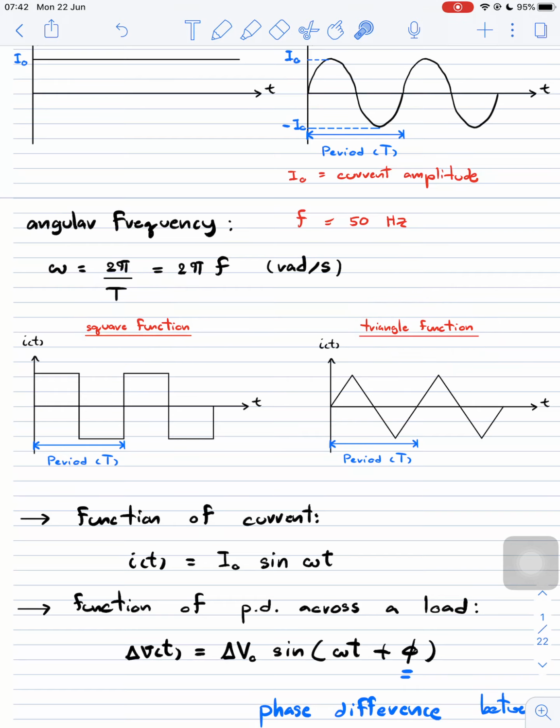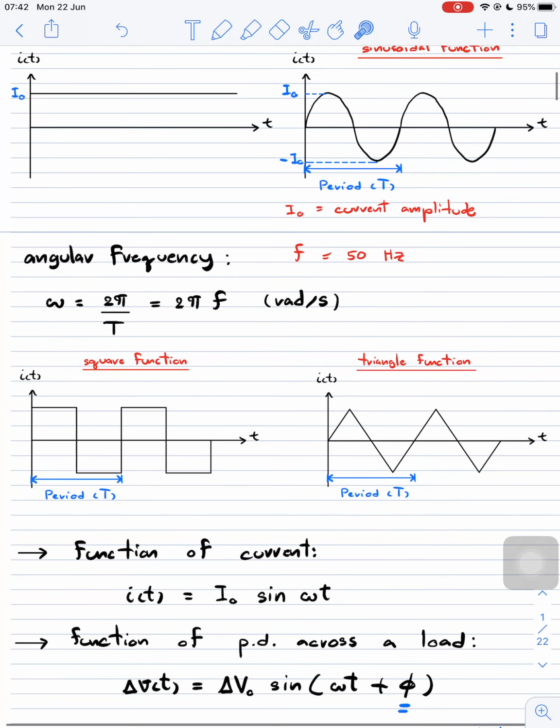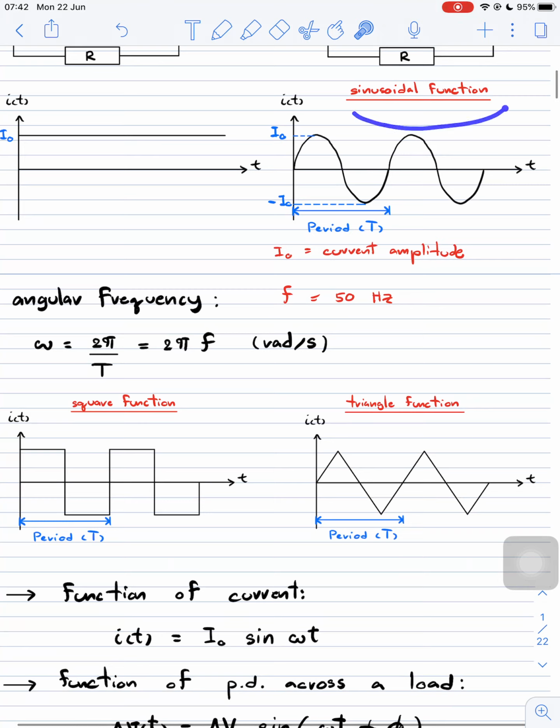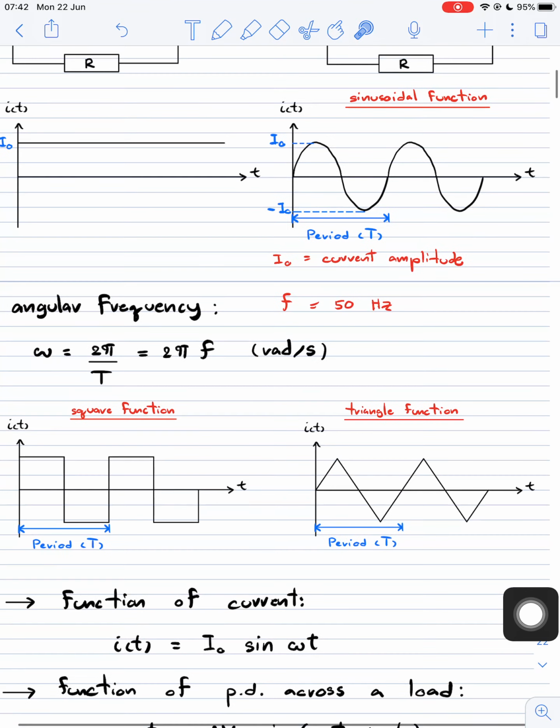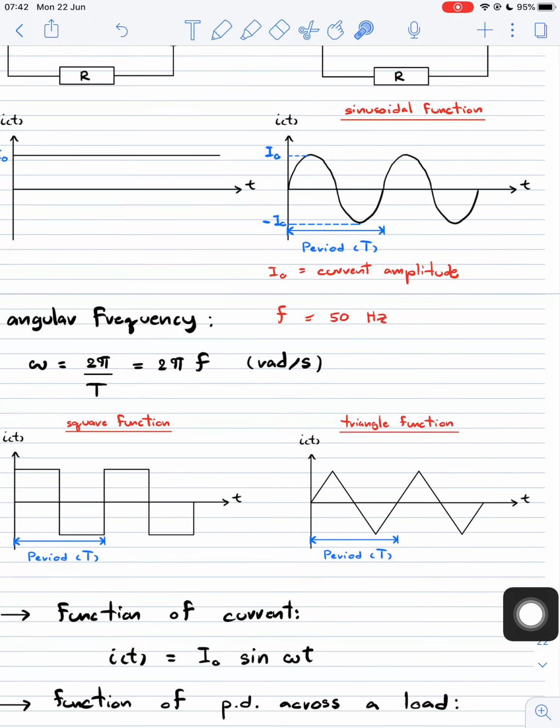So that's still quite simple, because the square function and the triangle function is just going to be the superposition of the sinusoidal functions with different amplitudes or frequencies. Okay, but we just don't want to talk about this thing. So now let's come back to the sinusoidal function.